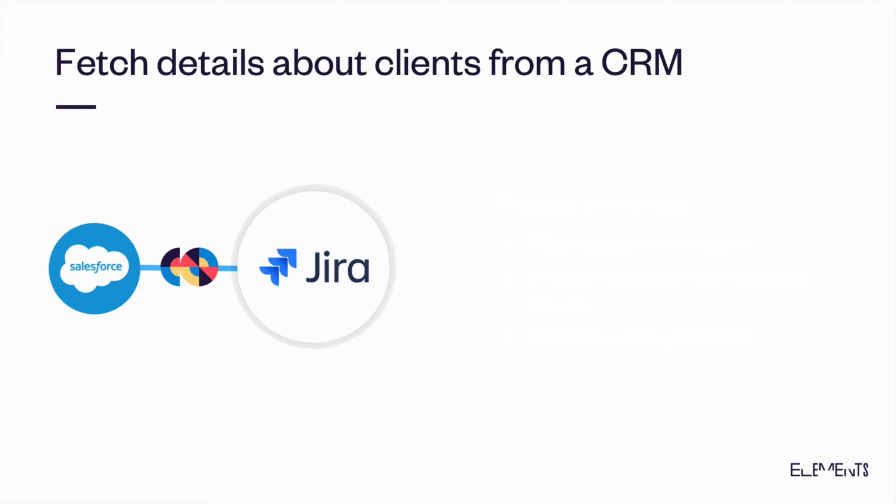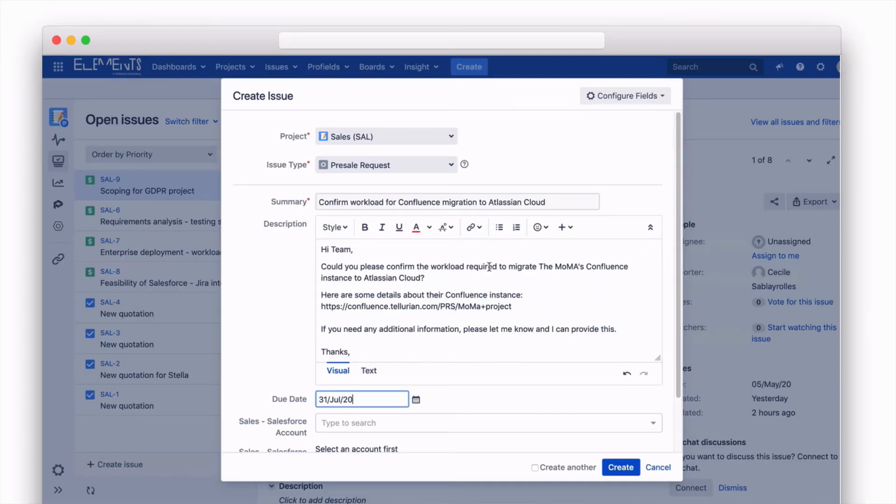Now let's have a look at how you can fetch details about clients from a CRM and display customer data inside Jira issues. Here, again, we'll use Elements Connect and fetch data from Salesforce via its REST API. We'll display this customer data inside the Jira issues. Until now, I've shown you examples on the simplified Jira Service Desk customer portal. But I want to show you that Elements Connect works just the same with Jira Software and Jira Core. So for this example, we're gonna head to Jira Software.